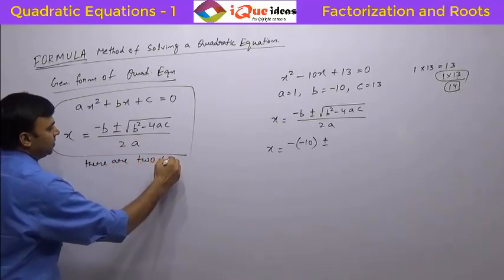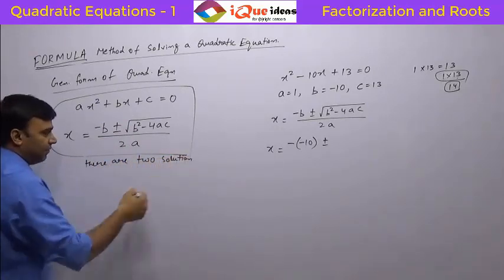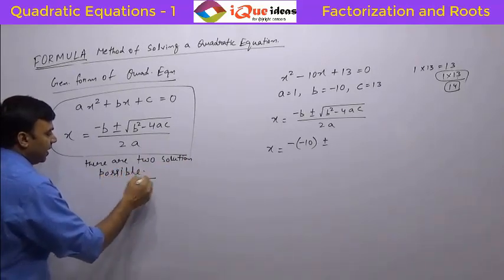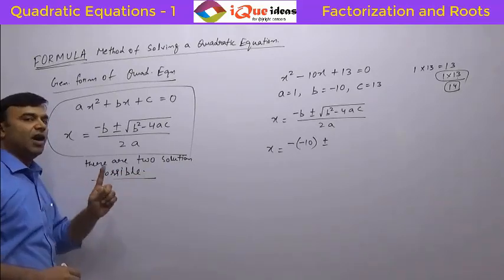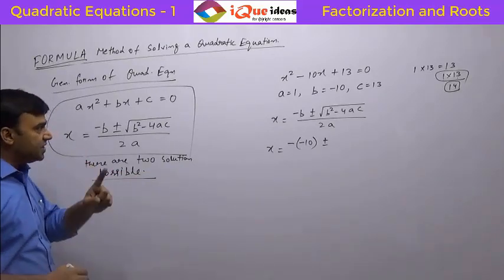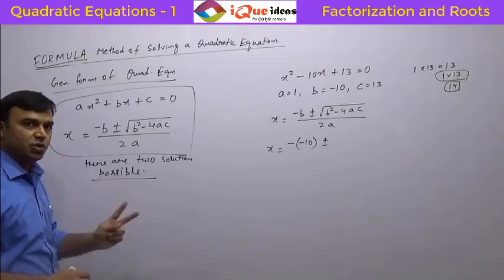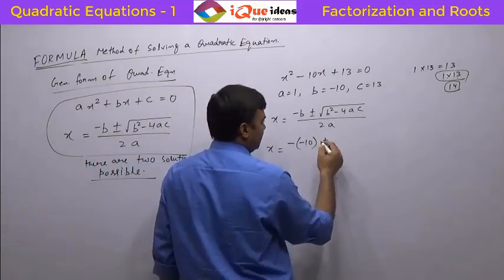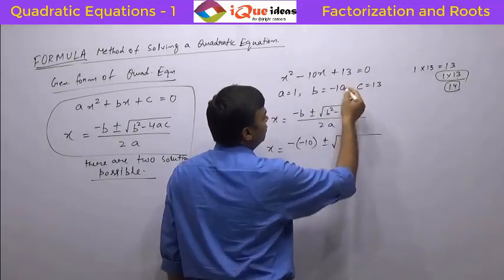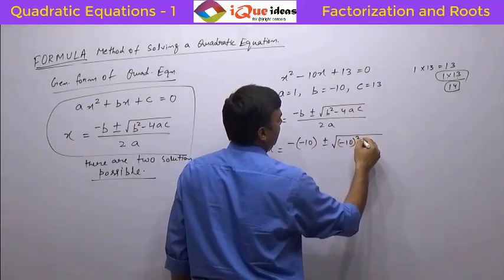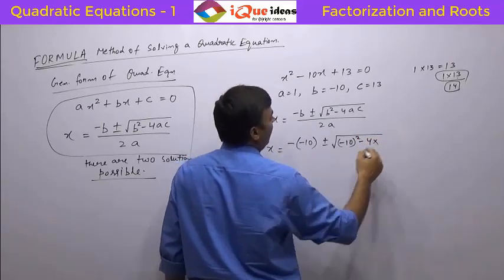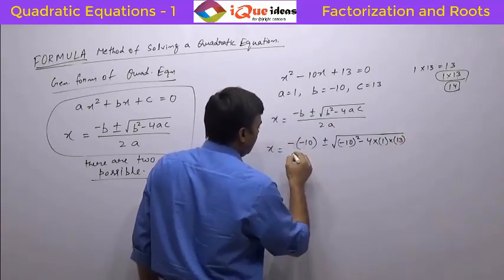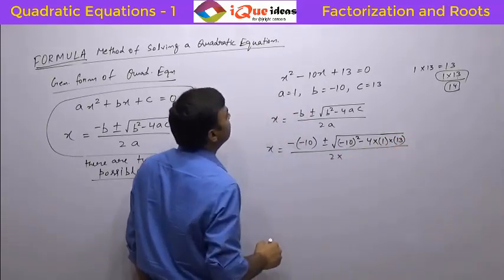two solutions possible. In factorization we have already seen in all the examples that there will always be two solutions. You just have to remember that the number of solutions will always be equal to the degree. If it is degree 1, there will be one solution; if degree 2, two solutions; if degree 3, three solutions. So here it is plus minus root of b square, that is minus 10 square, minus 4 into, in place of a we put 1, and in place of c we put 13, divided by 2 into a, which is 1.